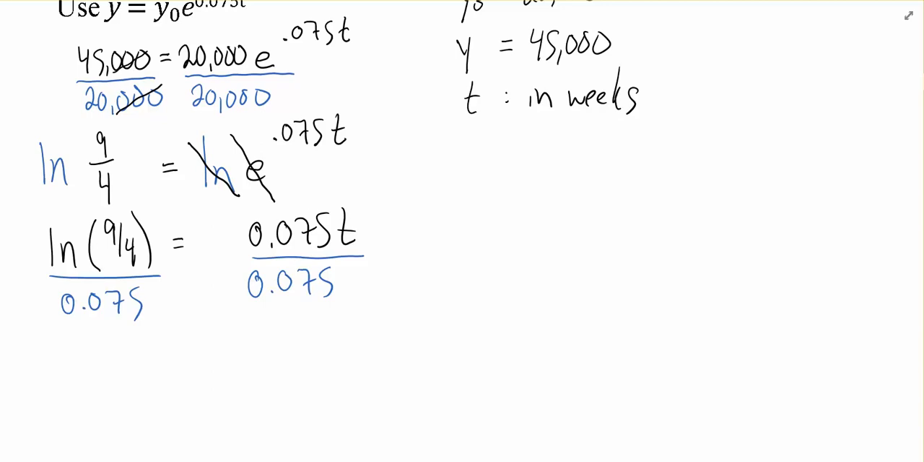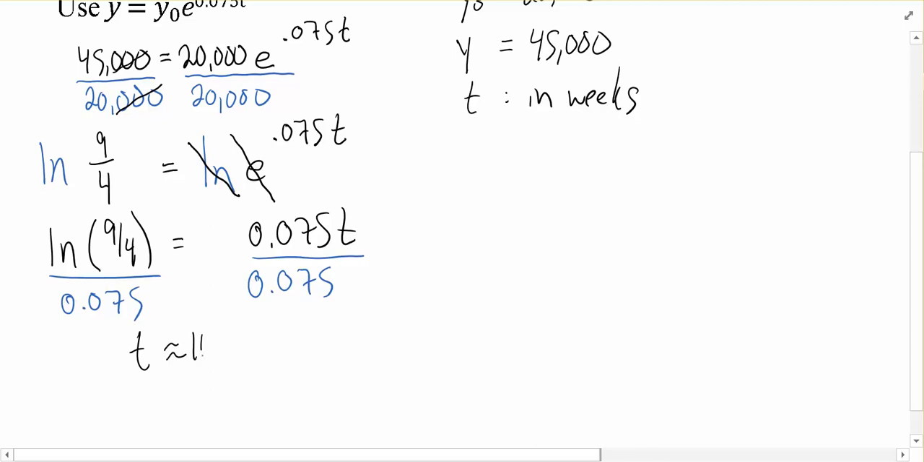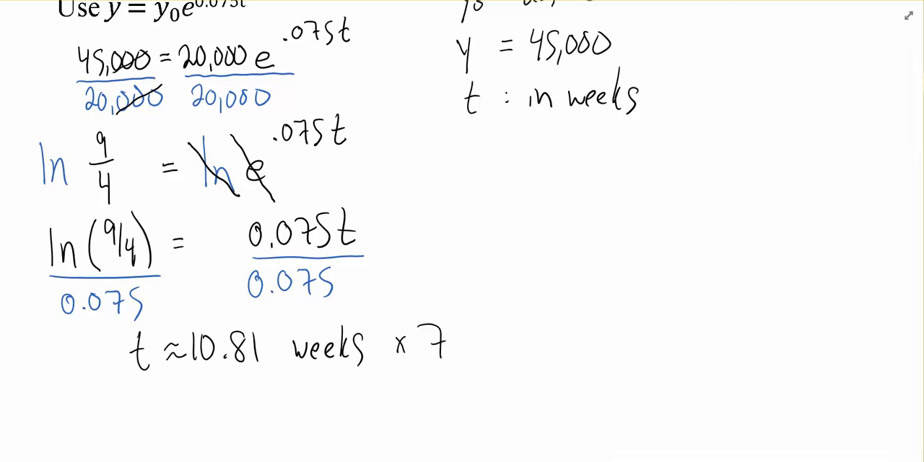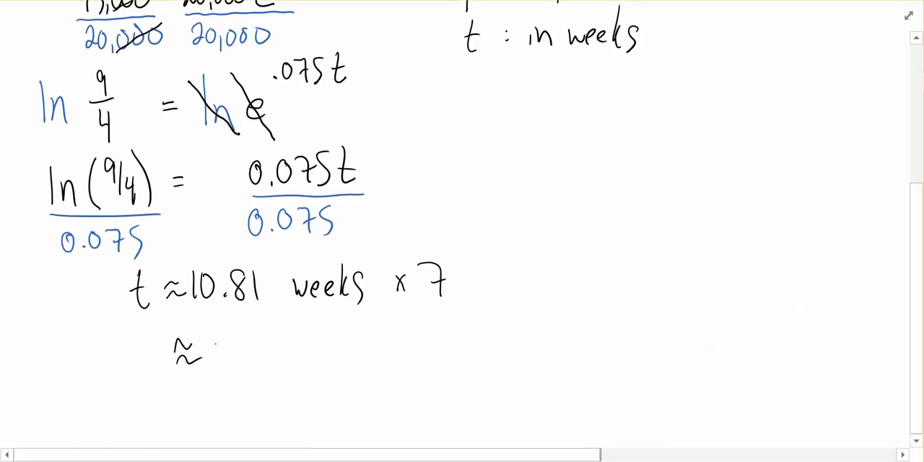So now I'm going to get out my calculator, and I'm going to have the natural log of 9/4 on the top and 0.075 on the bottom. And I get this number 10.81 something or other. But remember that this is measured in weeks. So I need to multiply this by 7 to figure out how many days, because that's what I was asked about. So just to be a little bit picky here, we're looking at about 76 days is the answer we're looking for.